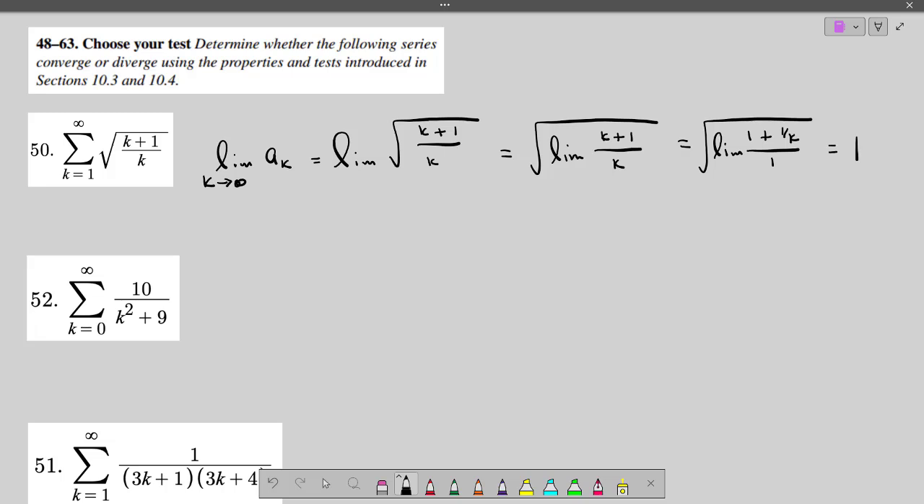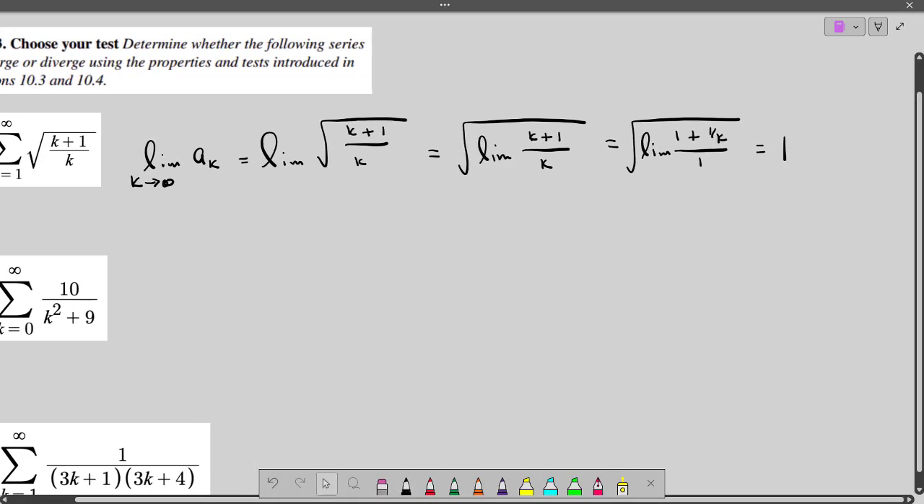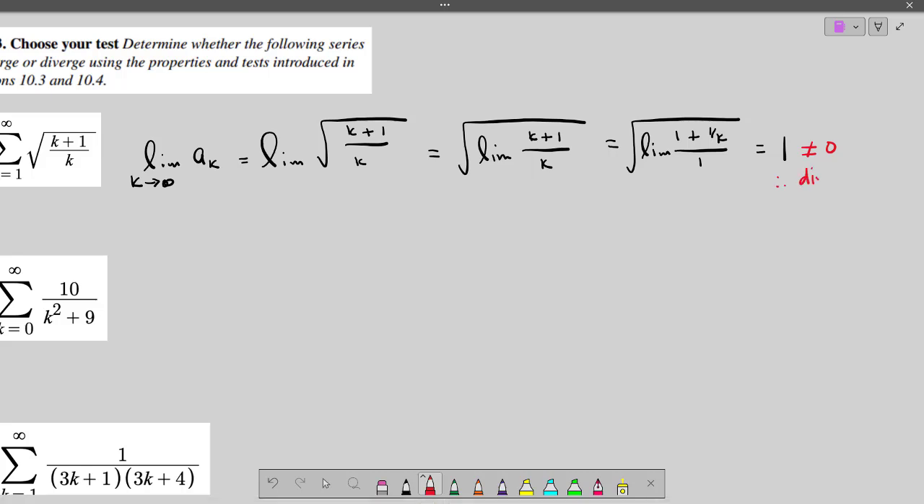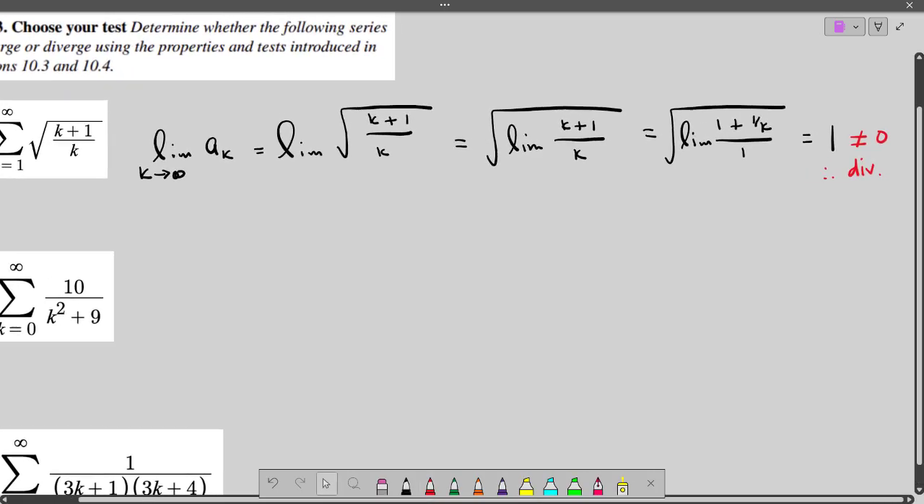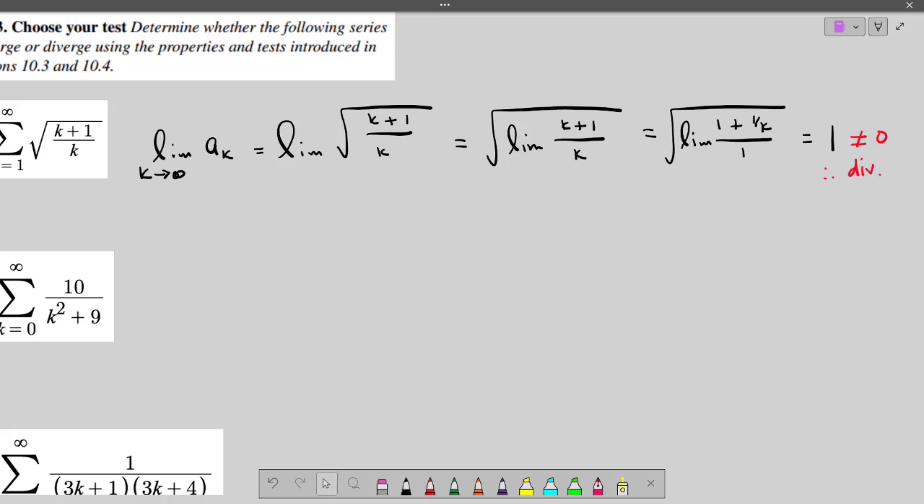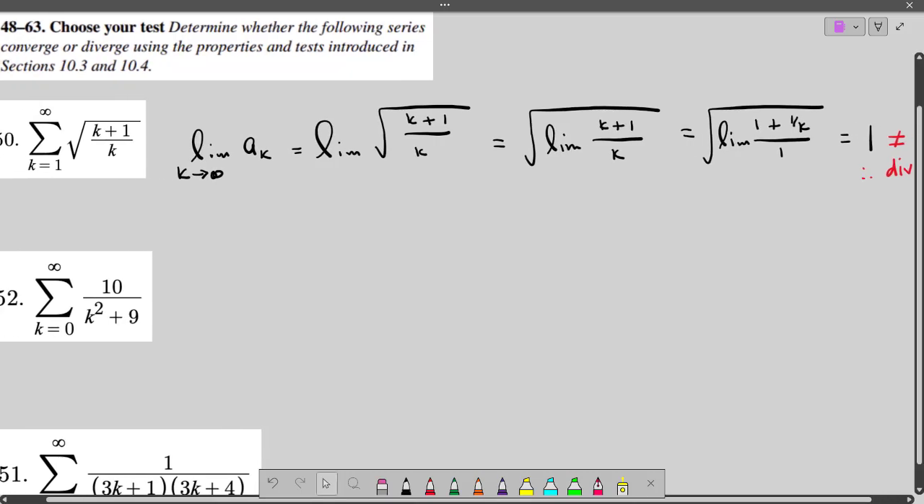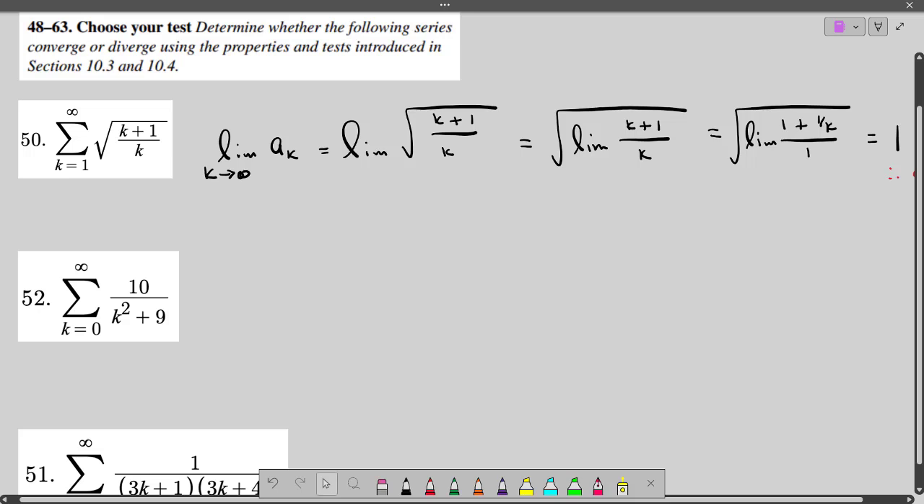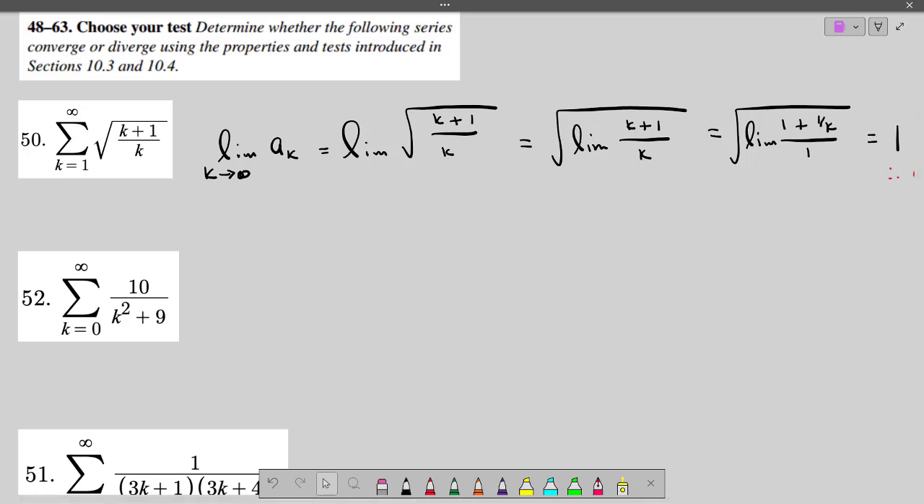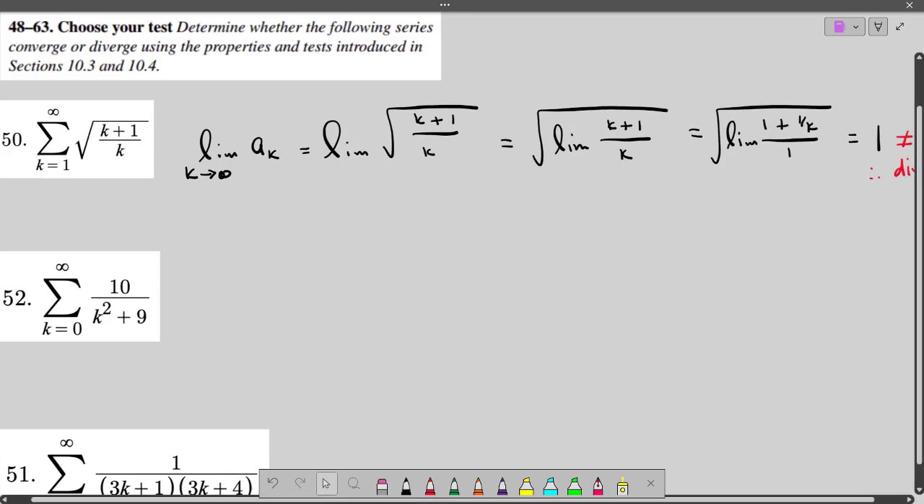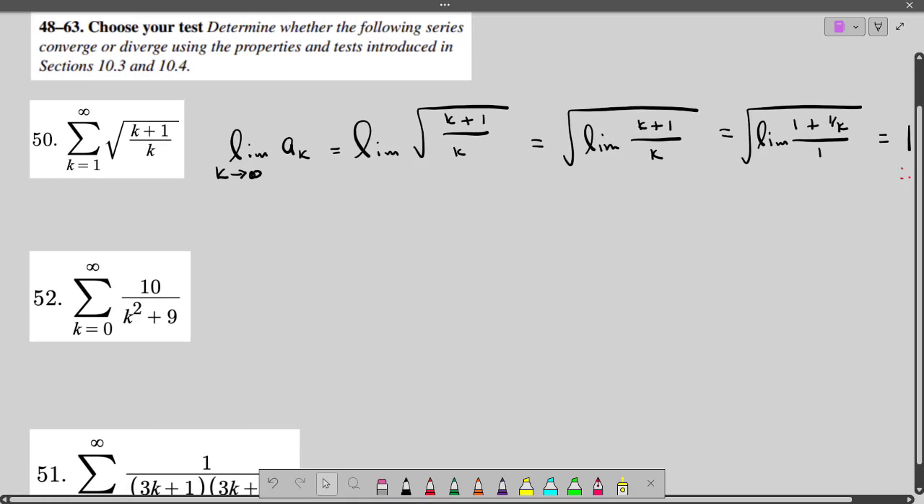So the limit of a sub k is 1, and this is not equal to 0, therefore it diverges. The divergence test says if the a sub k's don't even go to 0, there has to be divergence. The limit of a sub k must be 0 to even contemplate that there's convergence. So if the limit of a sub k is not 0, that's an egregious case. There's no way it converges.